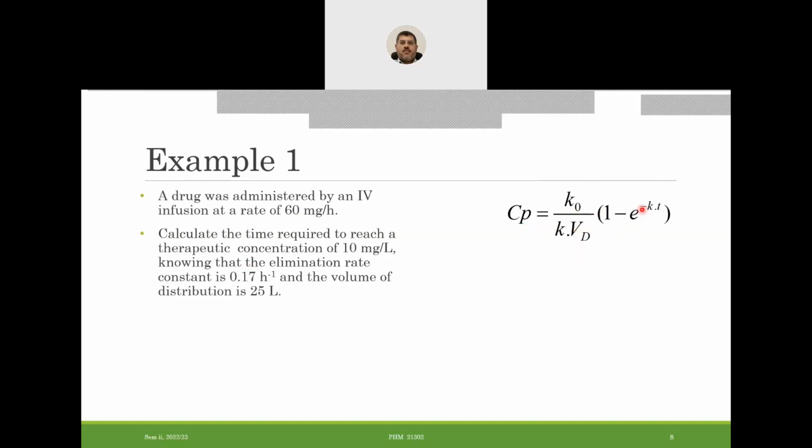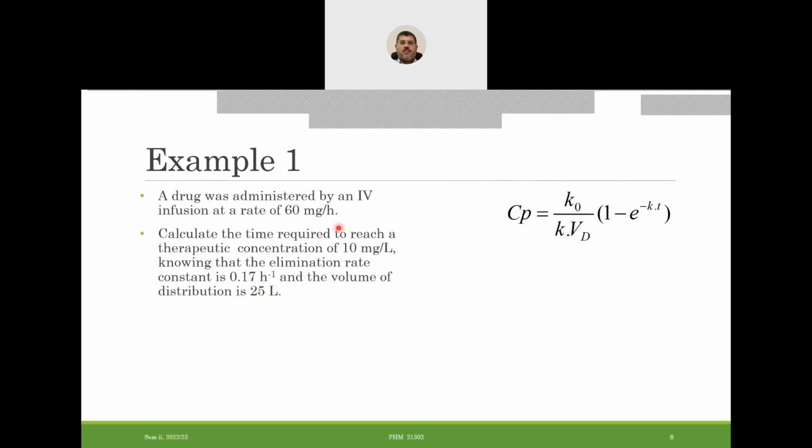So the unknown is the time, and all the other values are known. Concentration Cp is 10. K is given, the elimination rate constant. Volume of distribution is given, 25 liters. The infusion rate is in milligram per hour.